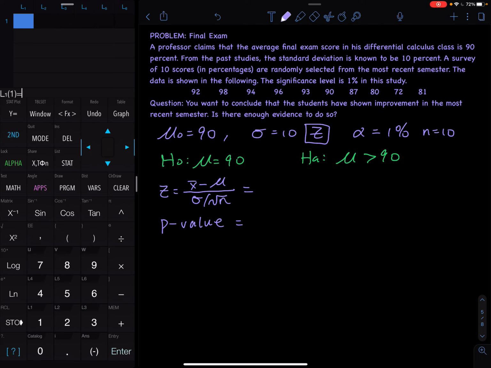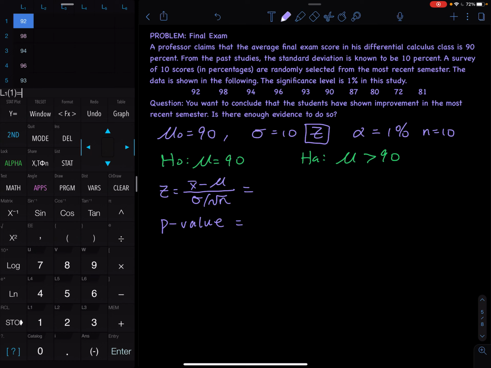And then let's put data in L1. So we enter 92, 98, 94, 96, 93, 90, 87, 80, 72, and 81. All right, let's double check: 81, 72, 80, 87, 90, 93, 96, 94, 98, and 92. So the data is ready.